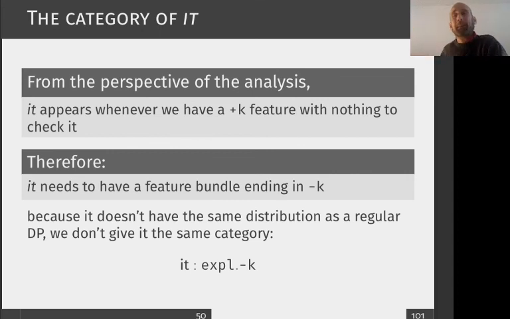But it can't be a D because it doesn't behave the same as a regular DP, right? It has a different distribution. It is different from a DP, so it can't have D minus k, because then it should appear everywhere a DP does. But it has to end in minus k. So it has to have some other category feature to be selected in the first place so we can get into the structure and move it. So let's give it a new category, one that hasn't been used before. Let's call it expl, which is short for expletive.